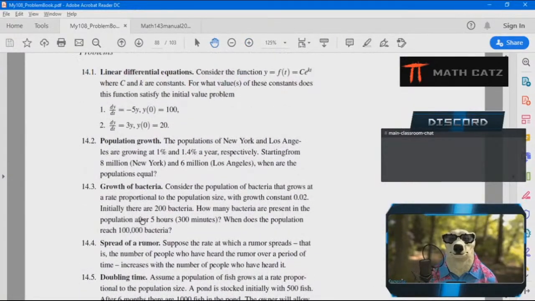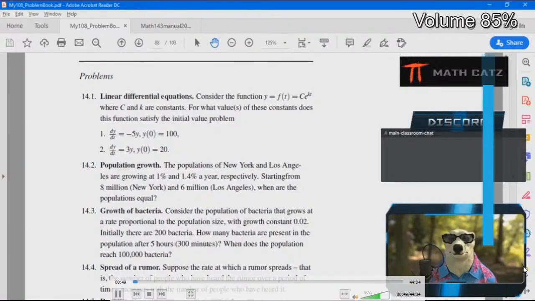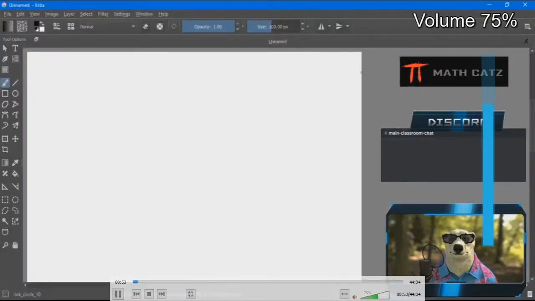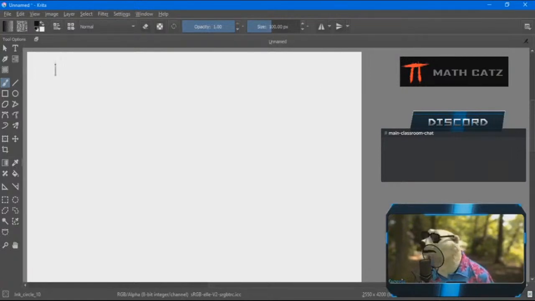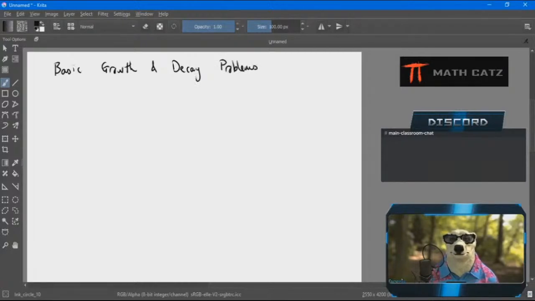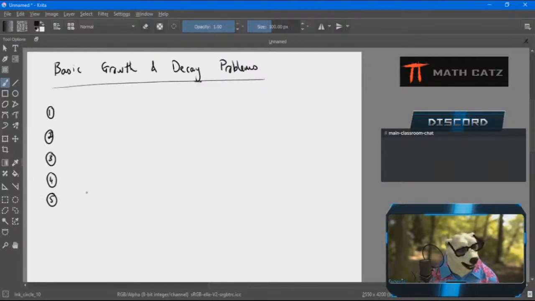Okay, so when it comes to growth and decay problems and basic differential equations, let's have a little recap. So we have basic growth and decay problems. Now, if you followed the Math 108 Calculus for Life Sciences lectures, then we've done some of it. And I really have five different kinds of problems that I can use as part of my introduction.